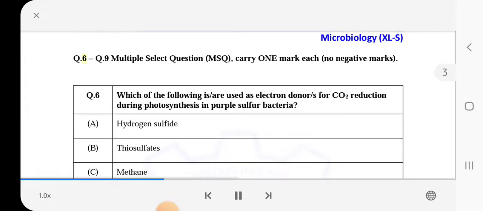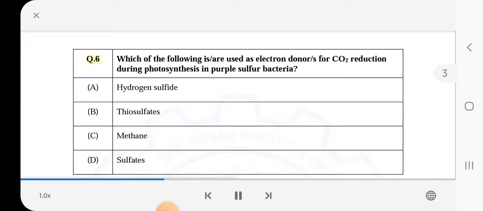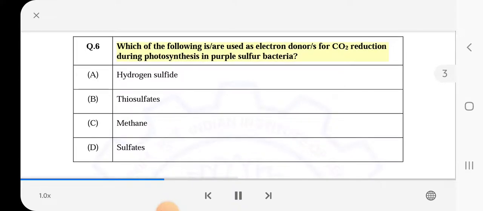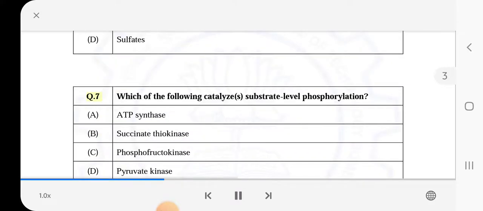Q.6 to Q.9, multiple select questions, MSQ, carry 1 mark each, no negative marks. Q.6 Which of the following is used as electron donor(s) for CO2 reduction during photosynthesis in purple sulfur bacteria? A. Hydrogen sulfide, B. Thiosulfates, C. Methane, D. Sulfates.